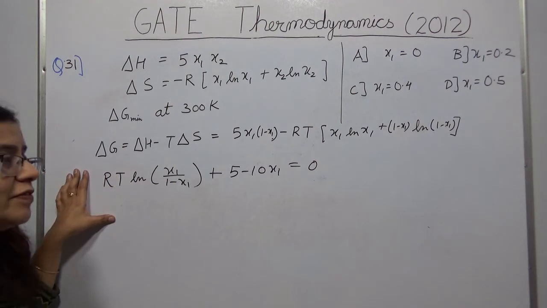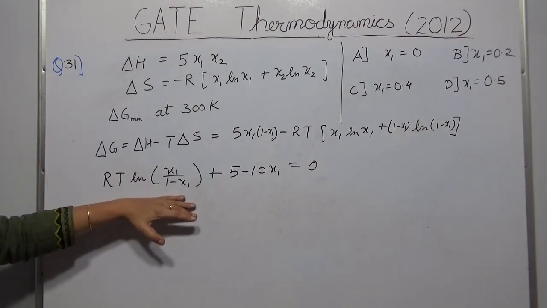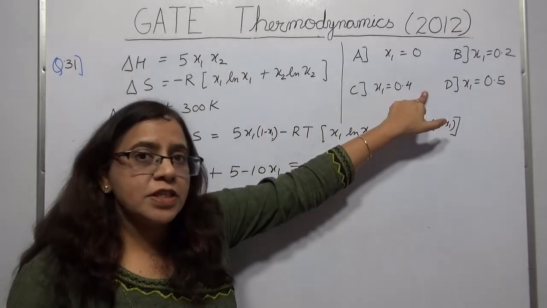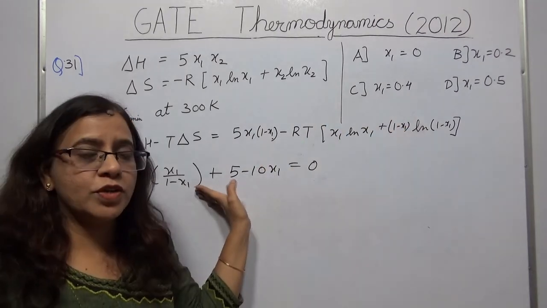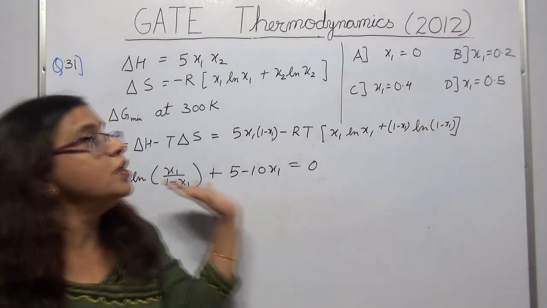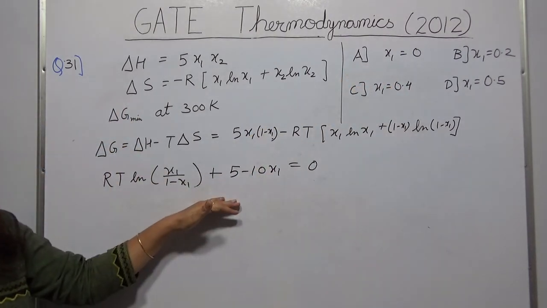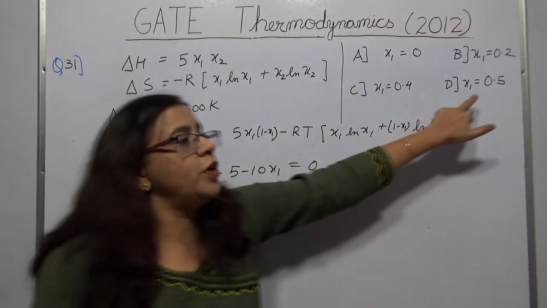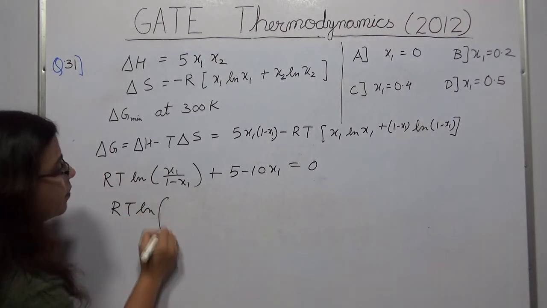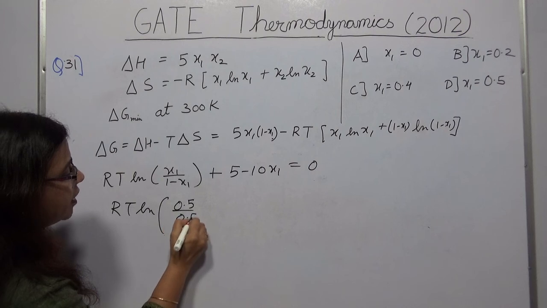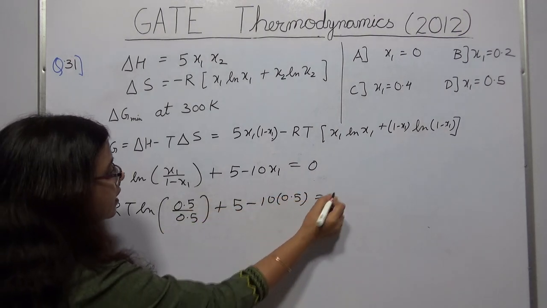Now the only step left is to solve this equation and find the value of x1. Since the probable values of x1 are given, I will plug these values in this equation and see which one of them satisfies this relation. If you do that, you will see that for x1 equal to 0, right away you can see that this is not satisfied. For x1 equal to 0.5, you will see that this relation is satisfied. You will get RT ln of 0.5 upon 0.5 plus 5 minus 10 times 0.5, which is equal to 0.